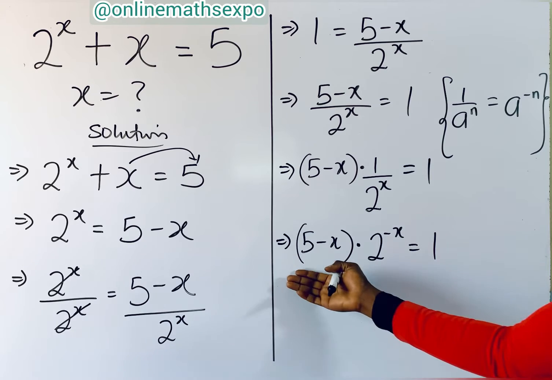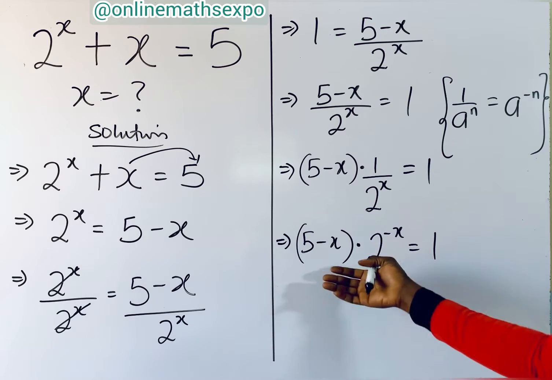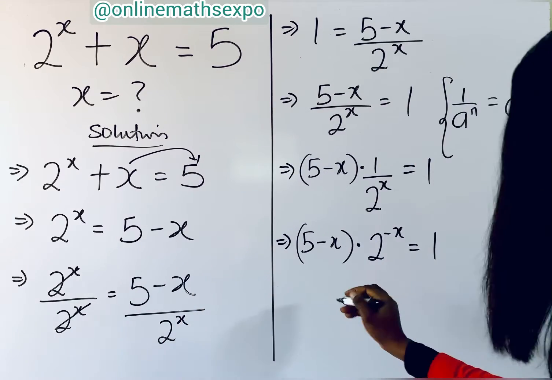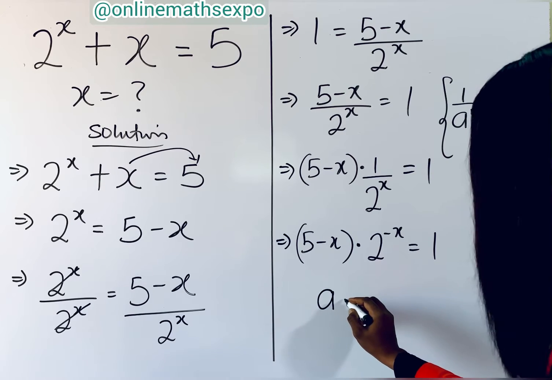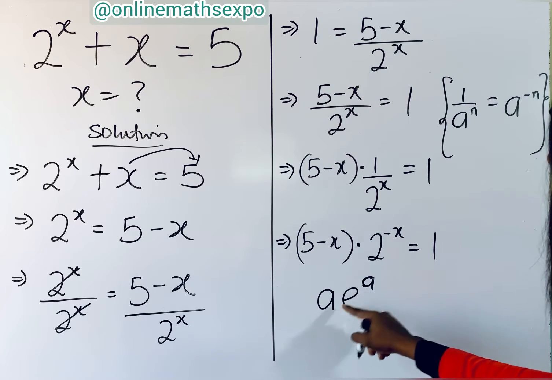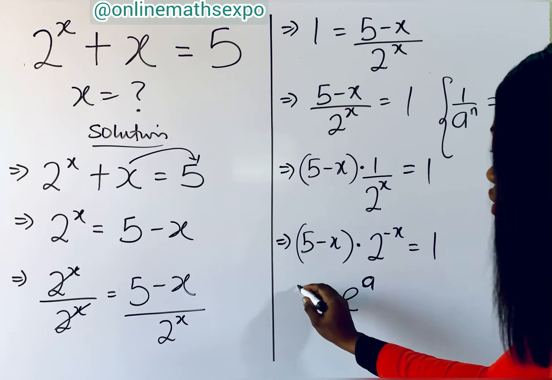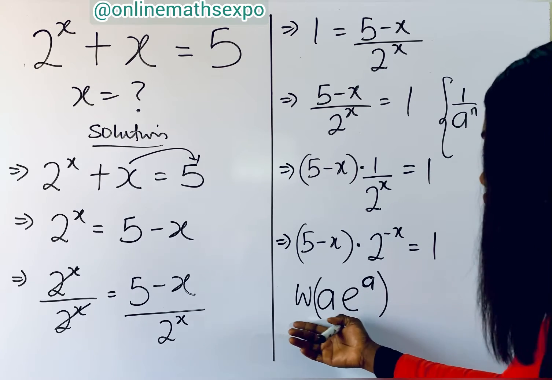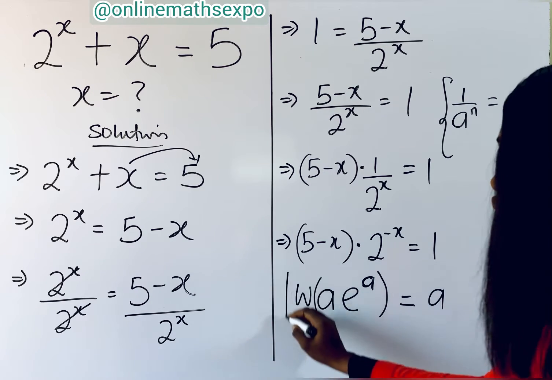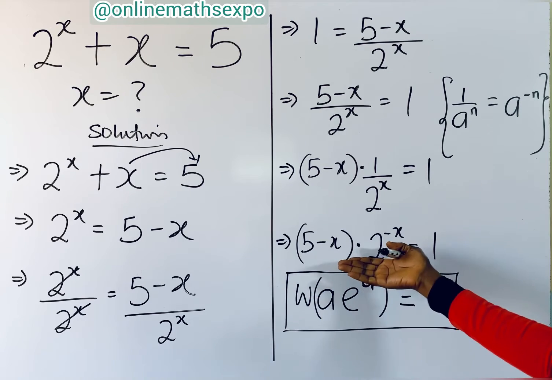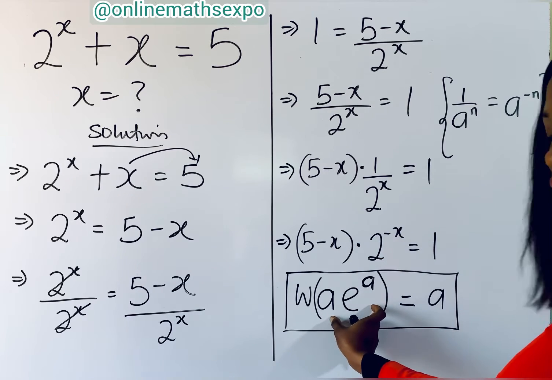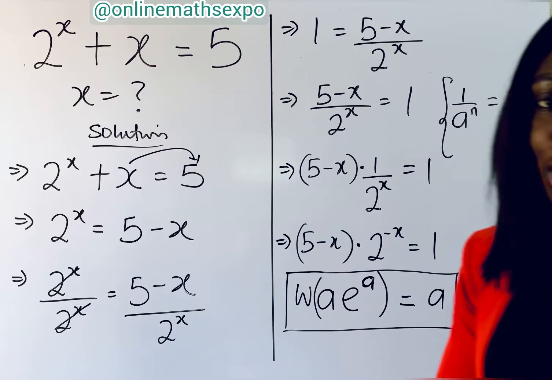Now, at this point, we just need to remember the use of the Lambert W function, okay? And what does that rule say? It states that each time you have a, and this a is multiplied by e raised to the power of a, you see that this power and this are the same. Just simply introduce your Lambert W function on this, and when you do that, it will be equal to a. So we are going to apply the Lambert W function on this. But for you to apply it, you have to make sure that what you have is of this form. So let me show you what to do next.